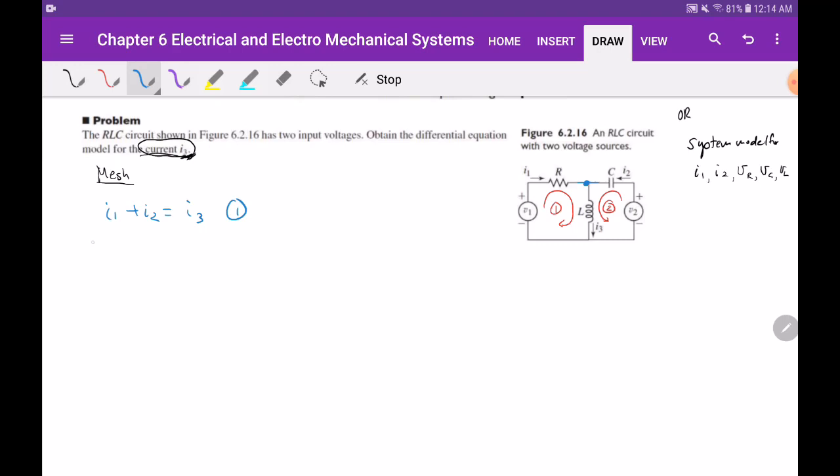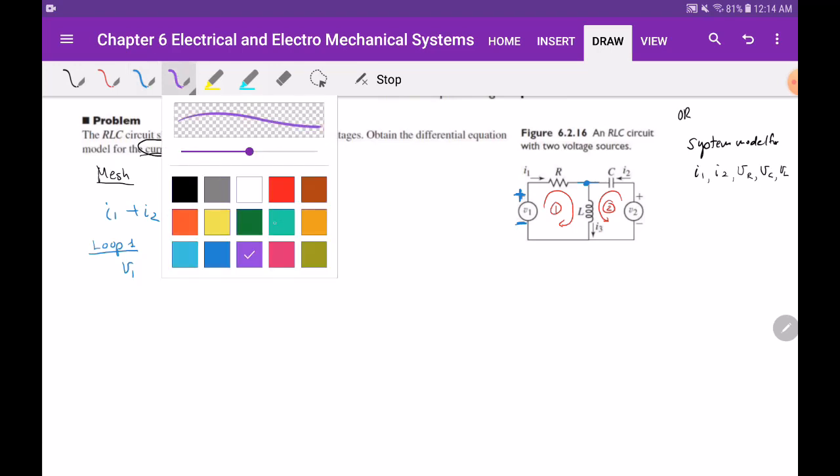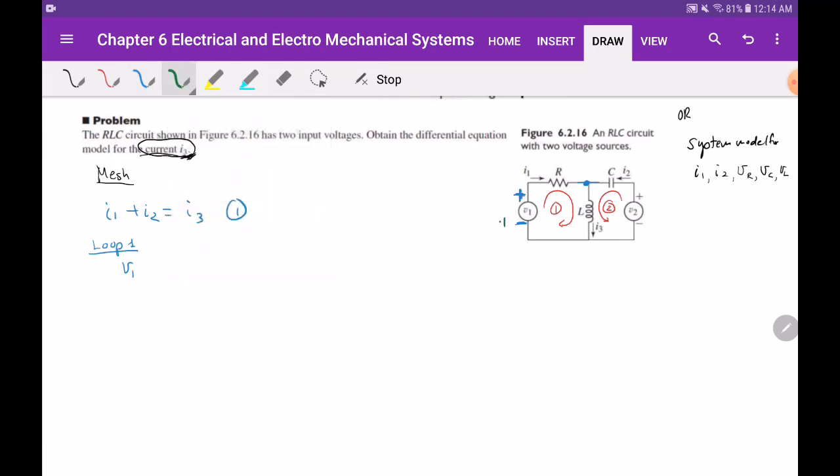Now going to loop 1. What do I have? We have a V1 gain, because I'm going from the negative to the positive terminal. I don't have to give it to you as negative to positive in this way. I could reverse the polarity, and in that case you'll have to write negative V1. If this was positive, this is negative, you have to write negative here.